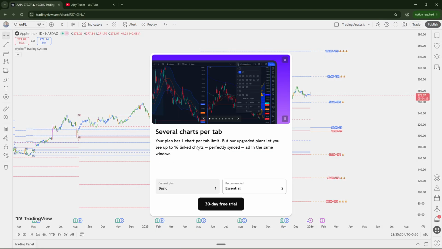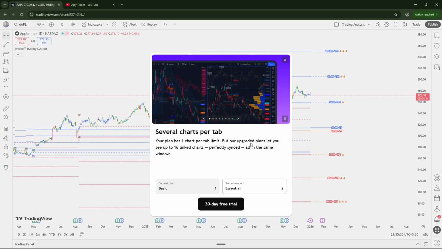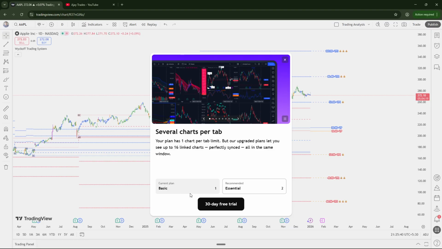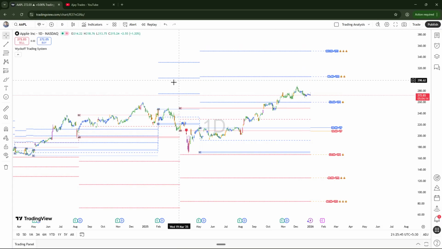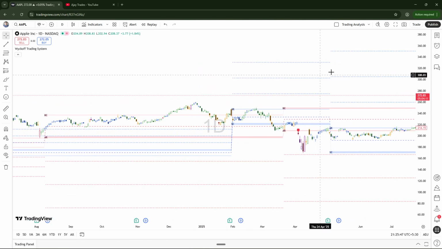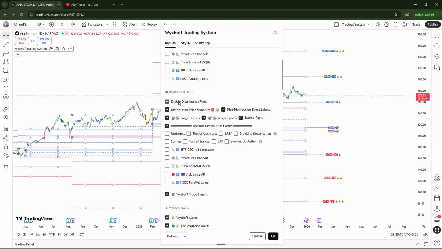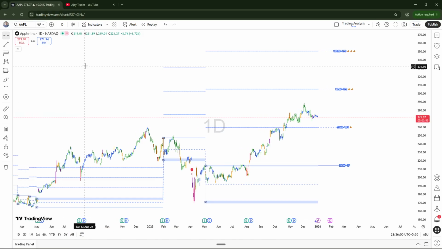With the basic plan in TradingView, you don't have access to these two panels, so I'll just show you an example on this one. What we see is the Apple chart on the daily time frame. I'll go ahead and disable the distribution part. If you don't know about Wyckoff, don't worry. In this channel I'll explain in more depth what the Wyckoff trading methodology is and all this stuff.